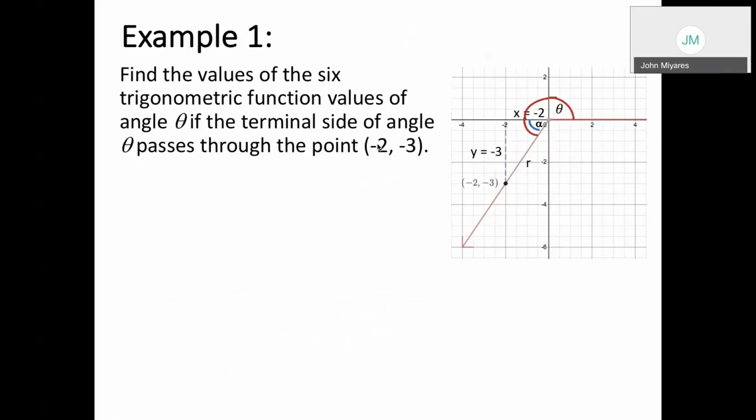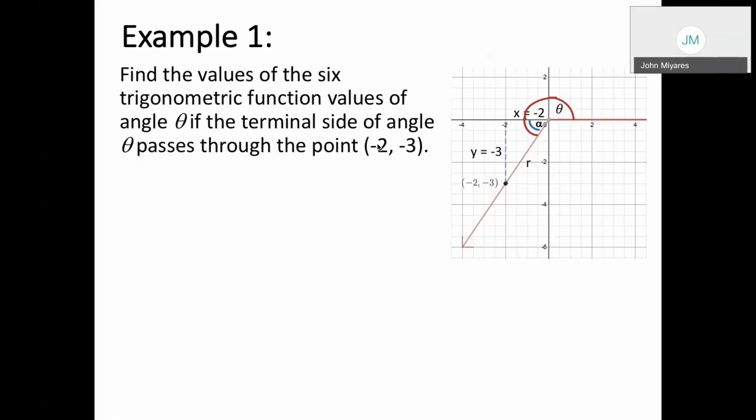So let's say our problem involved this very graph and we were asked to evaluate the 6 trigonometric functions associated with angle theta where the terminal side of the angle passes through the point -2, -3. We've already established our reference triangle and our reference angle alpha here in this diagram. We're saying our opposite side y has a directed length of -3 and the adjacent side x has a directed, or signed, distance of -2.